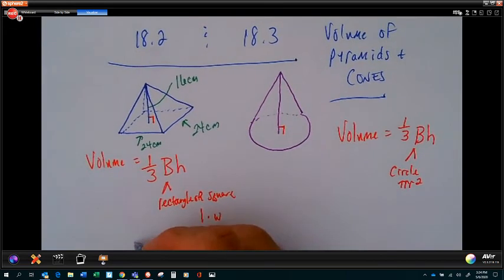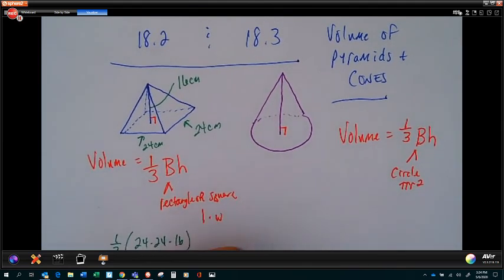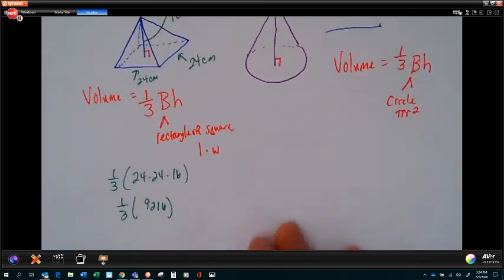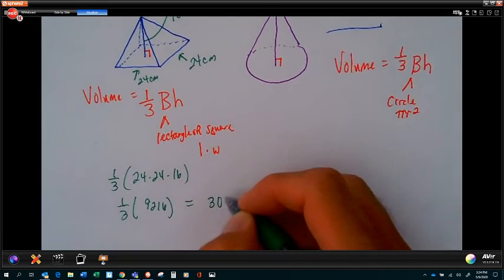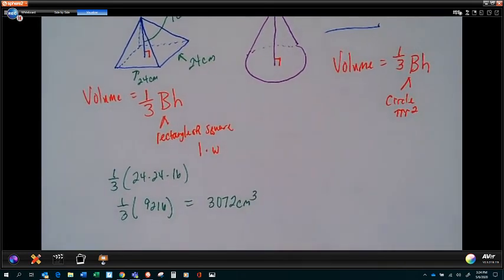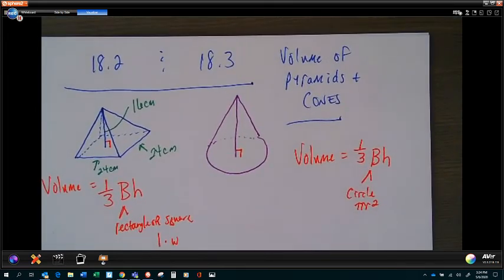So we've got 24 times 24 times 16, and we take a third of that. We've got 9,216. Sorry. And a third of that's going to give us 3072 cubic centimeters.